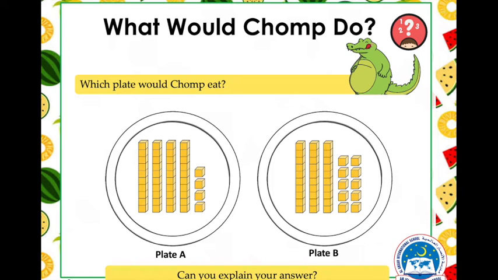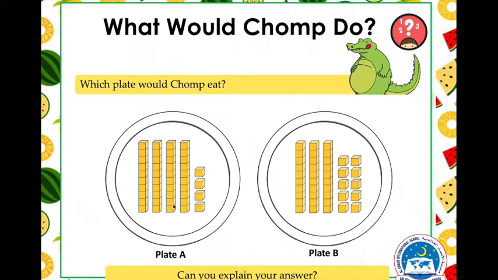Now let's look at this one. Here they're asking us, what would Chomp do? We have two plates. Which plate would Mr. Chomp eat? And why do you think so? So let's look at this. Count and see what number you have here.